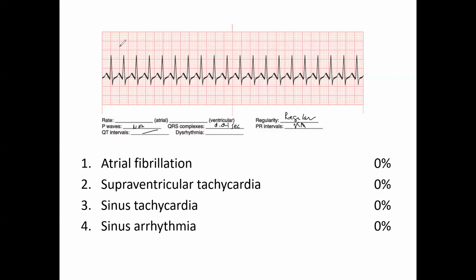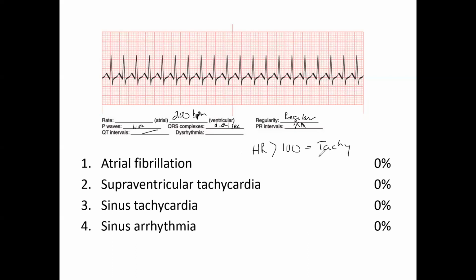And our ventricular rate is 1, 2, 3, 4, 5, 6, 7, 8, 9, 10, 11, 12, 13, 14, 15, 16, 17, 18, 19, 20. So it's 200. The ventricular rate is 200 beats per minute. Pretty much any heart rate over 100 is going to equal some type of tachyrhythm.